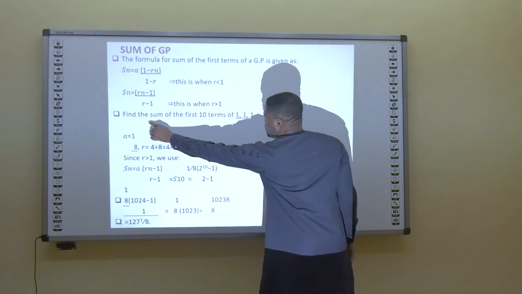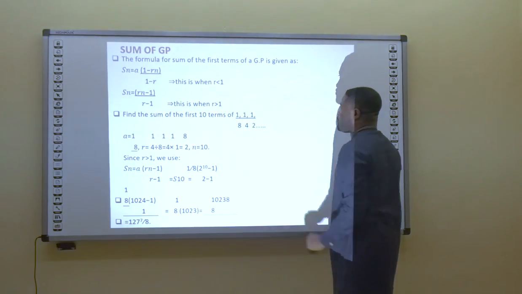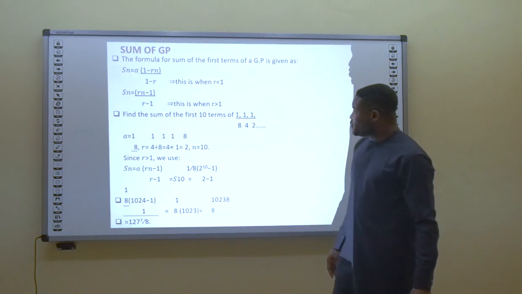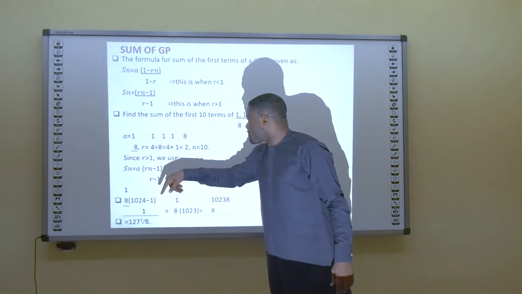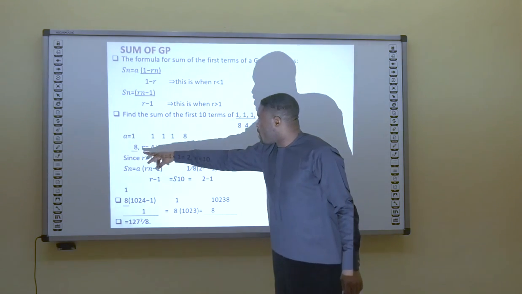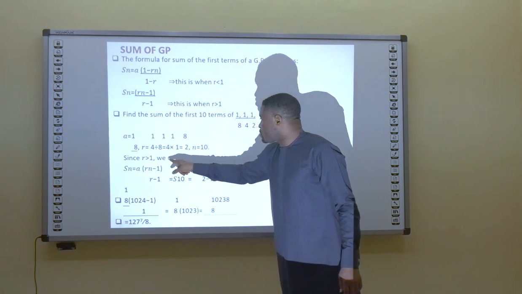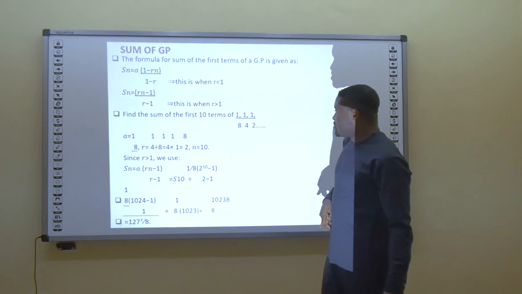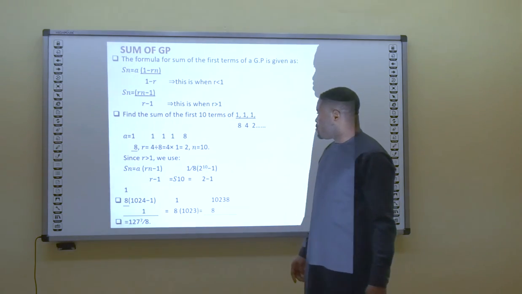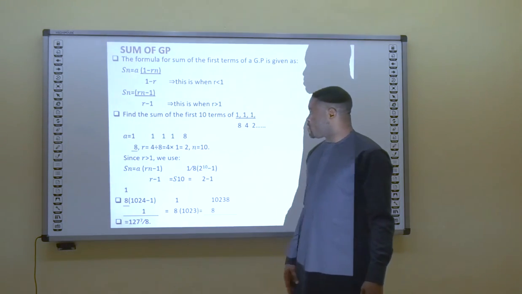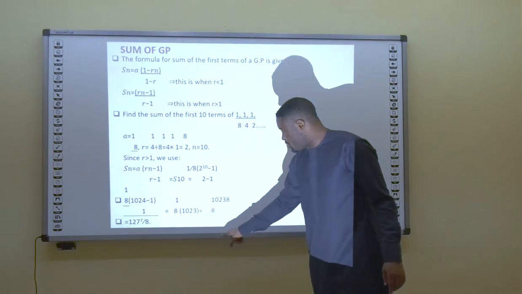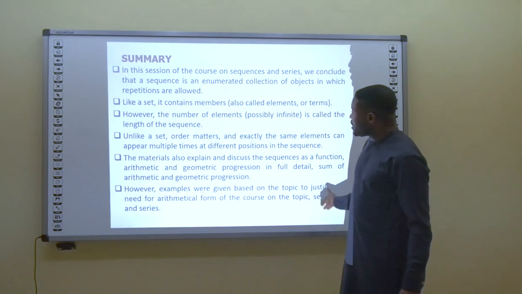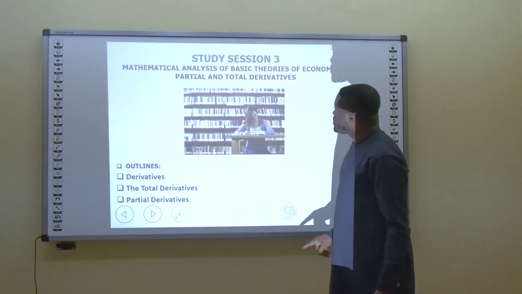So find the sum of the first 10 terms of 1, 1/2, 1/4, and so on. You see that the first term here is 1, and then R is equal to what? 1/4 divided by 1/2, which is equal to 1/2, where n is equal to 10. So when you substitute in that formula, we arrive at the answer. So that's that for arithmetic progression.